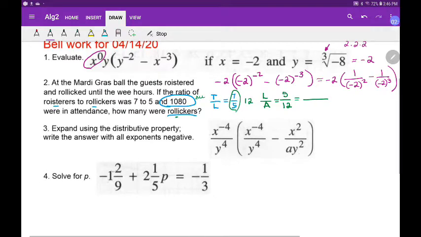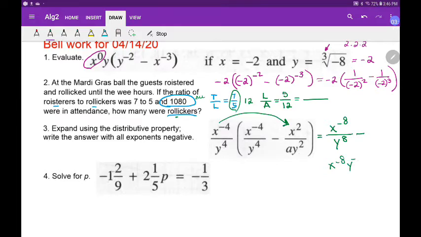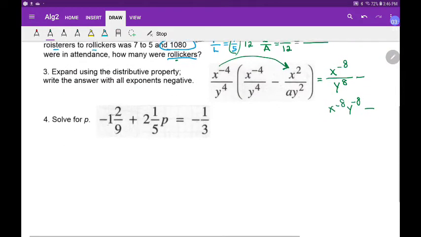Okay. Well, I have x to the minus 4 times x to the minus 4. That's going to be x to the minus 8 because I'm going to add 2 negative 4s. And I have y to the 4th times y to the 4th. That's y to the 8 on the bottom. But all exponents have to be negative. I'm skipping the next one, but you go ahead and do that one. All exponents are supposed to be negative, so I'm going to bring that y up to the top so it can be negative 2. And then you just go ahead and finish it.